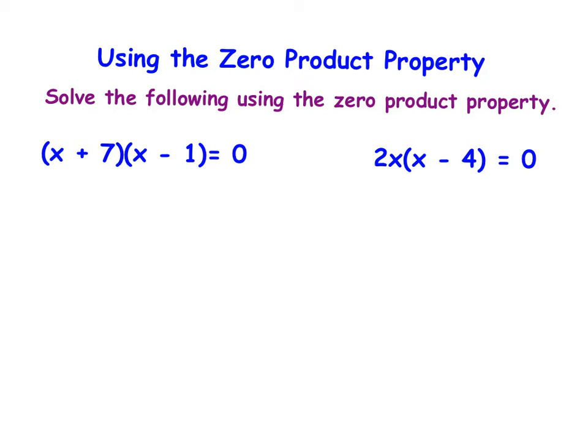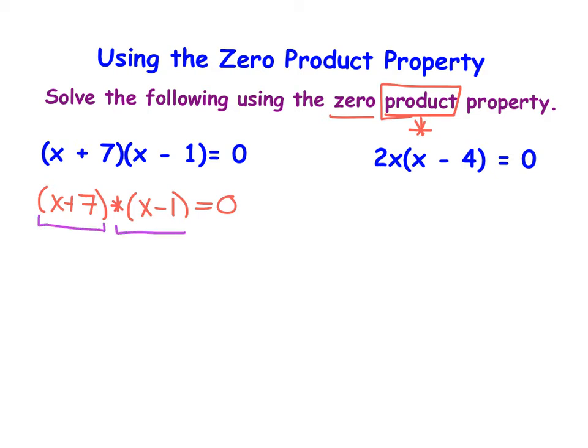So if you look at each of these, when we apply the zero product property, what we're looking for is a product. So remember, product means multiplication. So we're looking for two things being multiplied that equals 0. And if we look closely here, what we'll notice is we have x plus 7, the parentheses smushed together means multiplication, of x minus 1 is equal to 0. So we have two things being multiplied that equal 0. That is the zero product property.